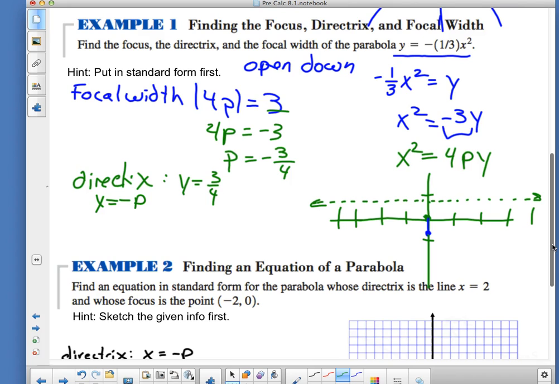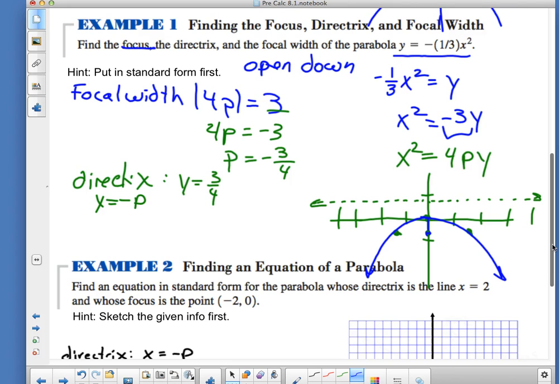And what that means is across my focus, I'm going to go 1.5 and 1.5. These points are the end points of the chord that goes through the focus. That's the focal width, and my parabola goes through them from my vertex. Okay, so I've just graphed my parabola based on focal width, focal length, P. P is a big deal here. And do you notice where I put my directrix when I did it? And they asked me to find the focus.